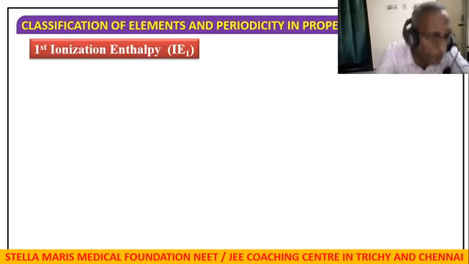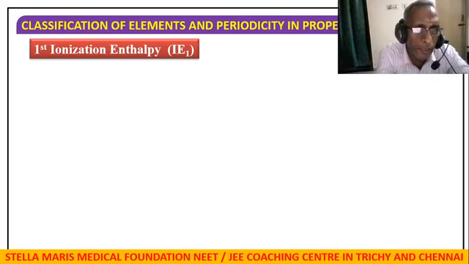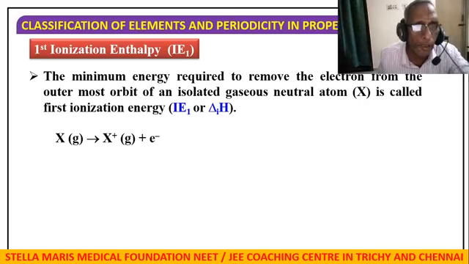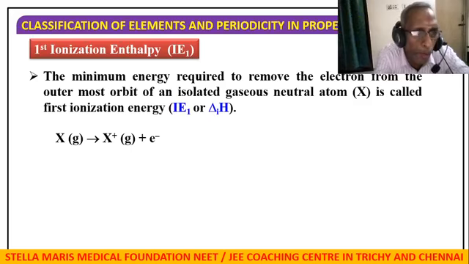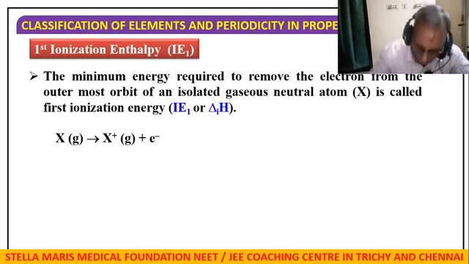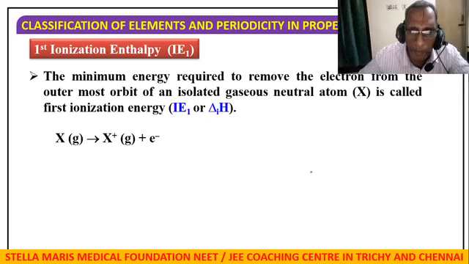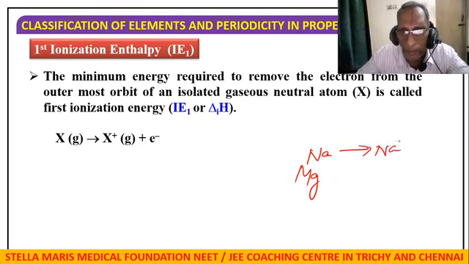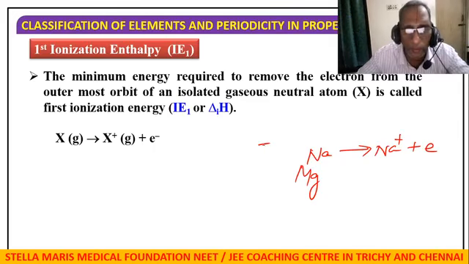So ionization potential is of types: first ionization potential, second ionization potential, third ionization potential, like that. The energy required to remove one electron from a neutral gaseous atom X is called the first ionization potential. For example, sodium forms sodium plus and an electron, so for sodium it is the first ionization potential. For magnesium, in order to form its cation, it has to lose two electrons.